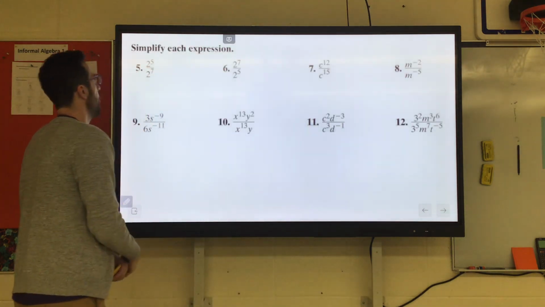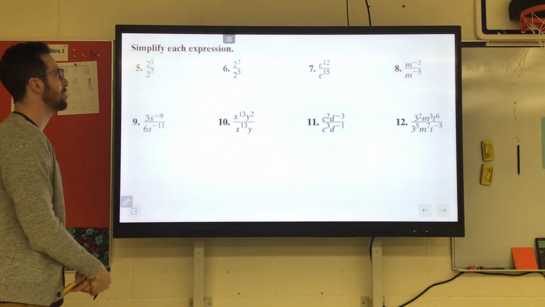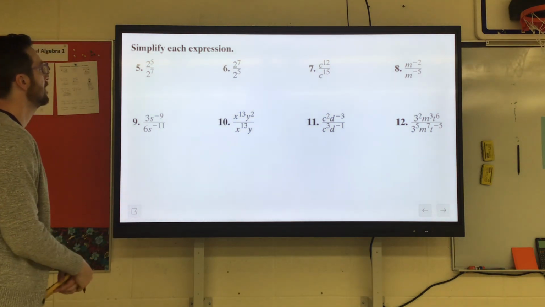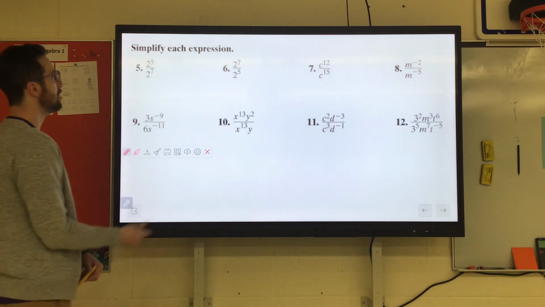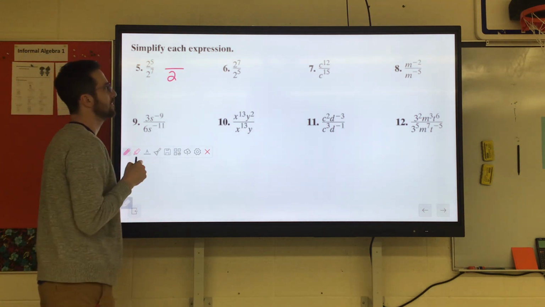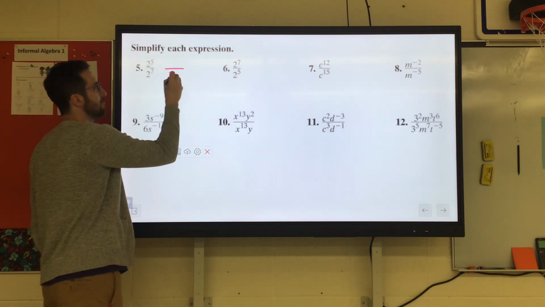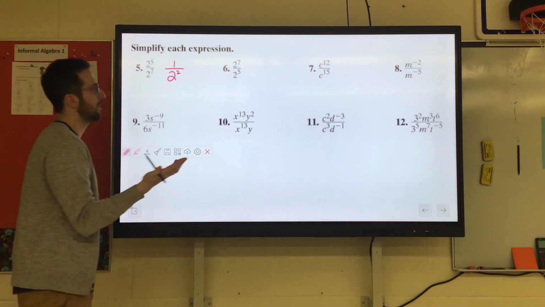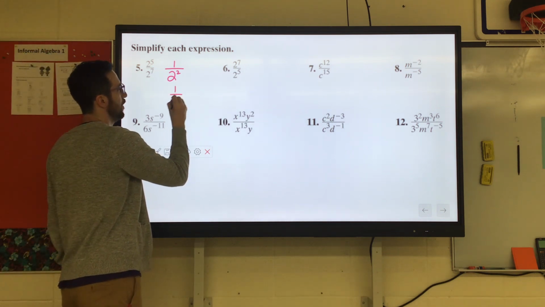Let's see what else. Oh, yeah, some mixing, some matching. Okay. Let's see what we got. 2 to the 5th over 2 to the 7th. Well, I see 7's larger than 5, so it'll end up in the denominator. And if I subtract them, 7 minus 5 is 2. So 1 over 2 squared, which we could do that. What's 2 squared? It's 4.